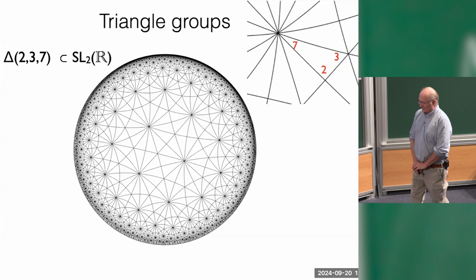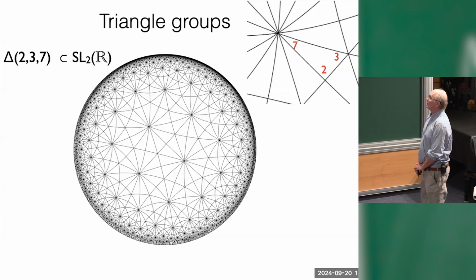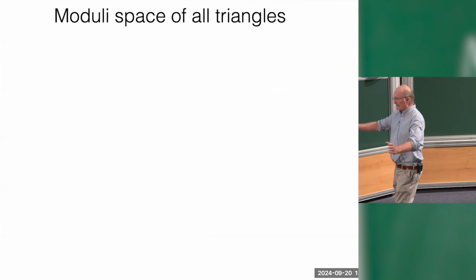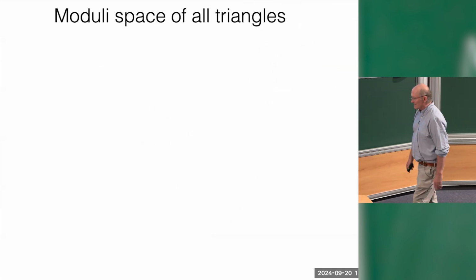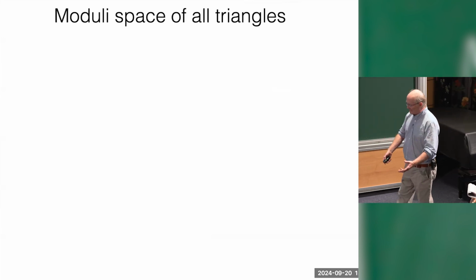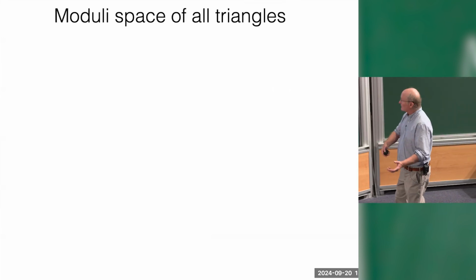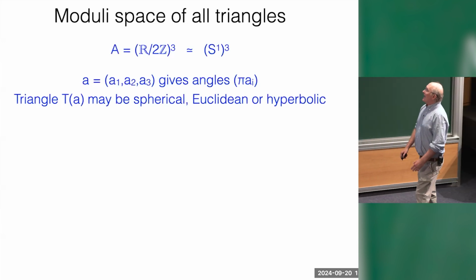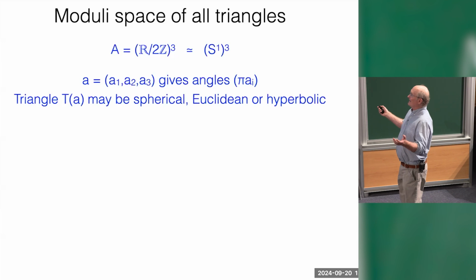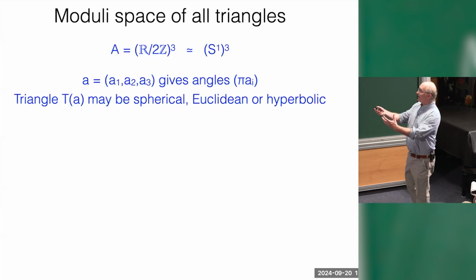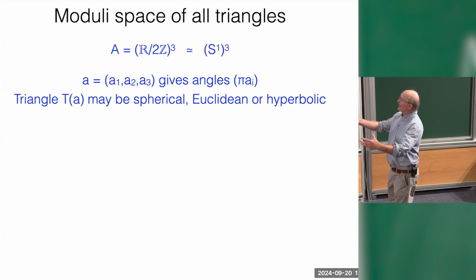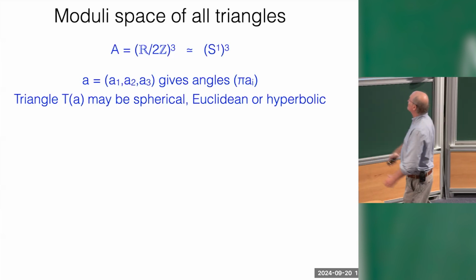But I also want to consider Euclidean triangles, and I also want to consider spherical triangles. Now, why don't we take all these different triangles and put them together into one space, independent of whether their angles are rational multiples of pi, independent of whether they're spherical or Euclidean. So if you do that, you just get a torus, because a triangle is specified by 3 angles. And this torus can be nicely subdivided into regions where that triangle is spherical, where it's Euclidean, and where it's hyperbolic.